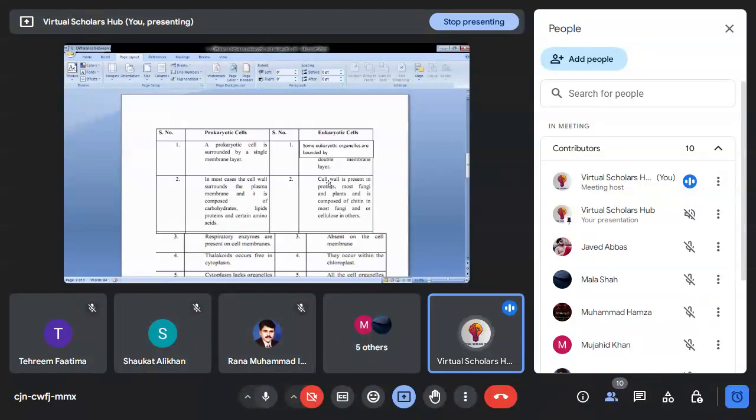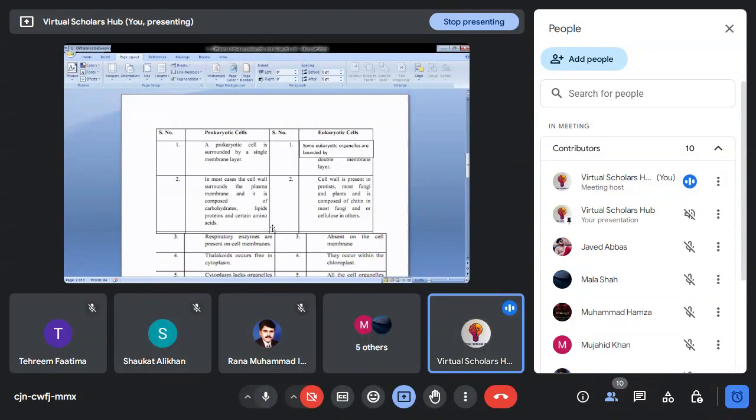And next, in the eukaryotic cell, the cell wall is present in protists, most fungi and plants, and is composed of chitin in most fungi and cellulose in algae and in plants, while it is absent in animal cells.